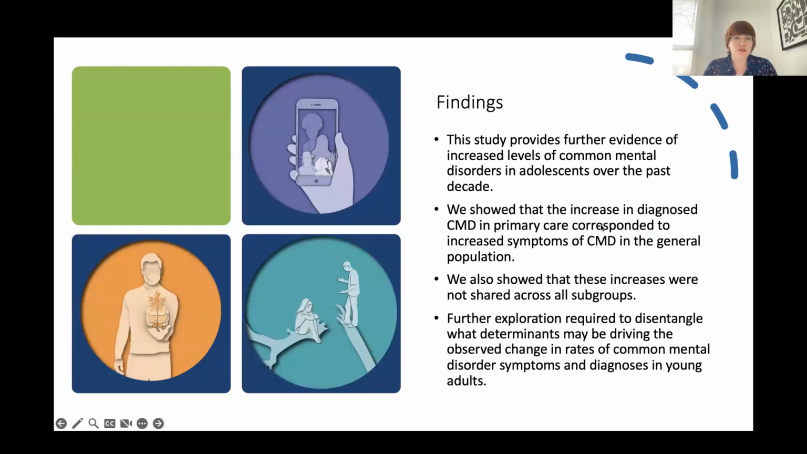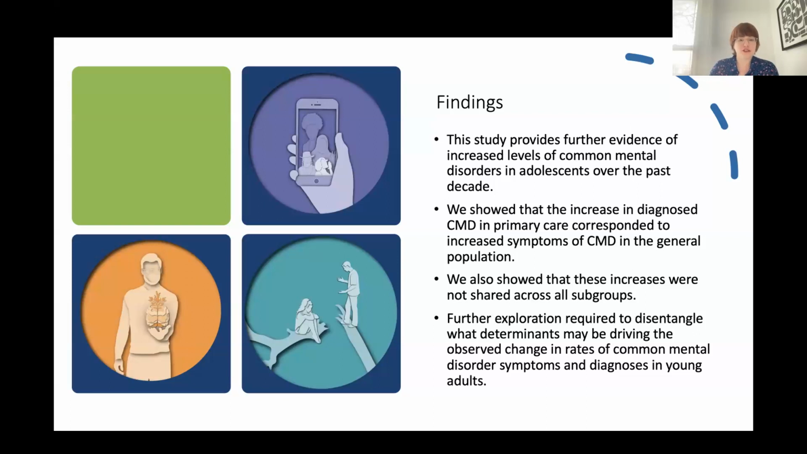So what does this mean? So this study further provides evidence that there is an increase in rates of common mental disorders in adolescents, particularly in the last decade. We showed that this increase in diagnosed common mental disorders in primary care corresponds to an increase in symptoms of common mental disorders in the general population. We also showed that these increases are not shared across all subgroups. I didn't have the time to show you all of the slides for the different disaggregations, but it seems to be concentrated in the youngest age groups that we were able to look at.